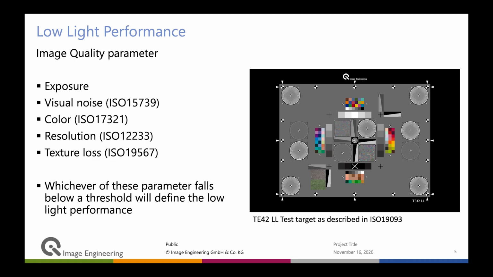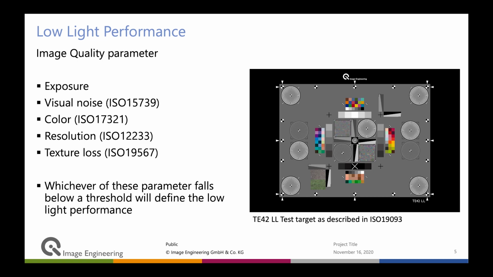So a test chart that actually features all these patterns that are needed for that. So we have gray patches for the exposure measurement and for the visual noise measurement, color patches for color reproduction measurement as required. We have Siemens stars in the center, and we have two types of dead leaves pattern, all close to the center. So the target is designed in such a way that all spatial frequency response dependent metrics, so slanted edges, Siemens stars, and dead leaves, are arranged close in the center, so that the field position does not affect the measurement significantly.